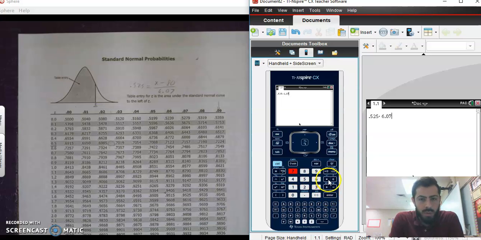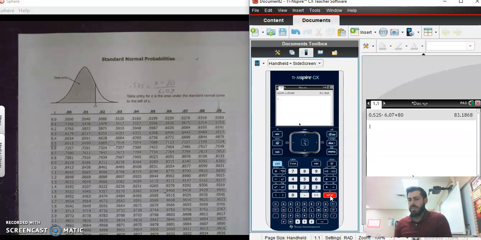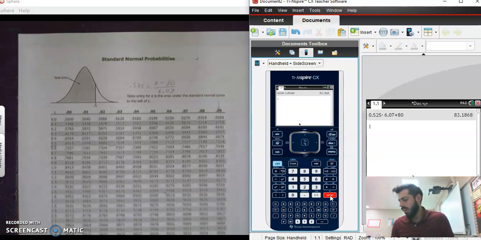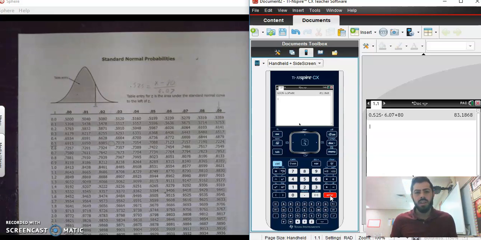And then we'll add 80 to it. Sorry, it's hard to read these little buttons. And that tells me that I made an 83.18 on my test. So that's good. I didn't do as good as Jenny, but I got a B.